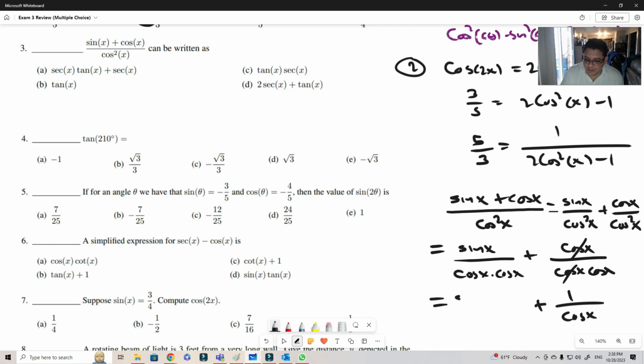And for this one, I can separate this into fractions: sine over cosine times 1 over cosine of x. Notice that if you multiply back, you get this original thing. So that's how we know that we're on the right track. Now, at this point, we can transform this in terms of tangent and secant. That seems to be what is involved. So notice that this is tangent of x times secant of x plus secant of x, which is option A.